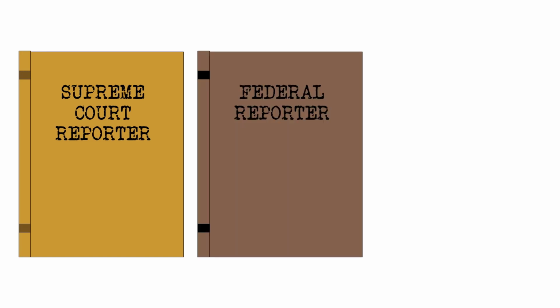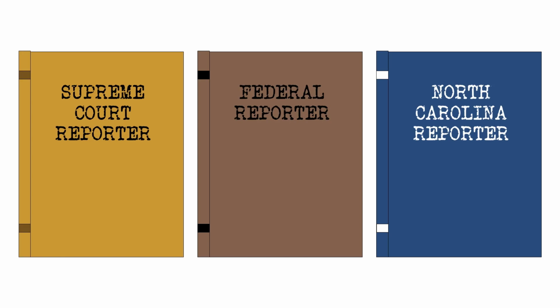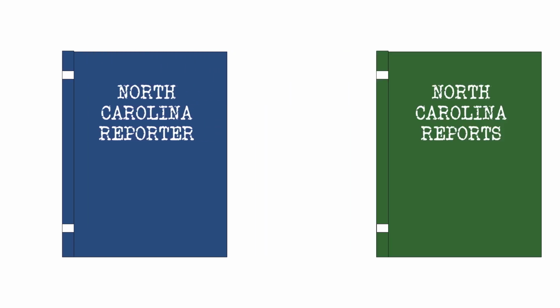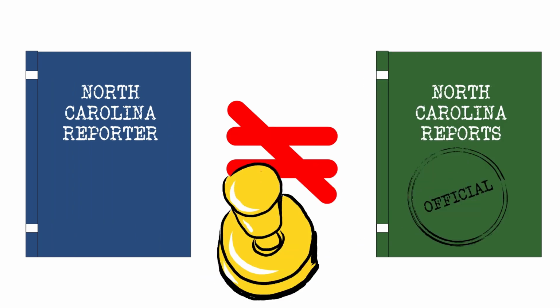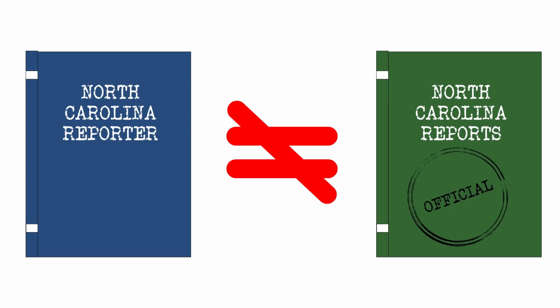A few more notes about West reporters. West publishes more than just the regional reporters. For example, they publish an unofficial version of the U.S. Reports called the Supreme Court Reporter. They publish several reporters with federal case law, and they also have state-specific reporters. For example, they publish a set called the North Carolina Reporter, which contains both North Carolina Supreme Court and North Carolina Court of Appeals cases. I want to point this out because it's not to be confused with the North Carolina Reports, which are the official reporter for North Carolina Supreme Court cases.